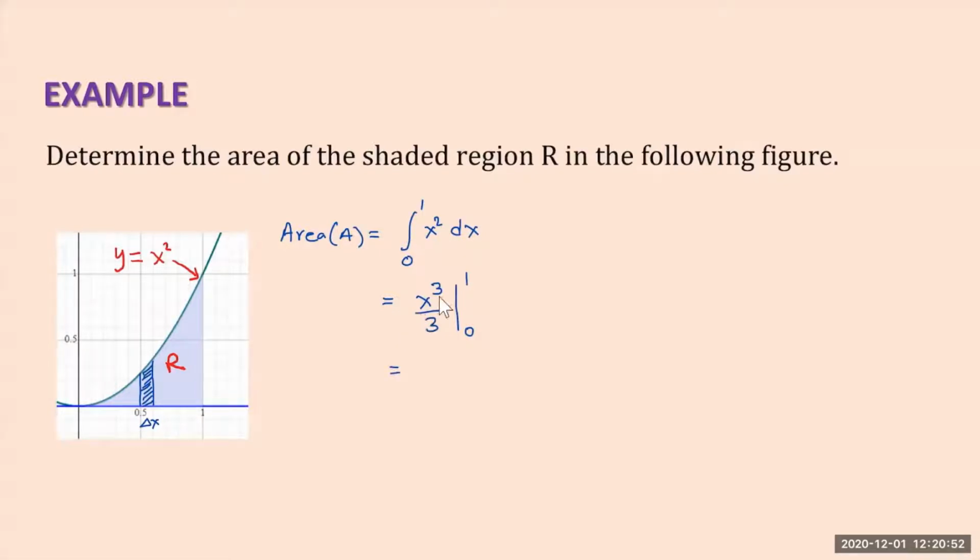If I plug in the upper limit, it will be 1 cubed over 3, which is 1/3. Minus, if I plug in the lower limit, it will be 0 cubed over 3, which is 0. So 1/3 minus 0 is 1/3 or 0.33. So that is the area of the region R shown here in this shaded region.